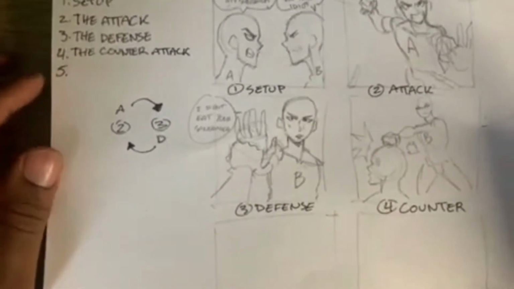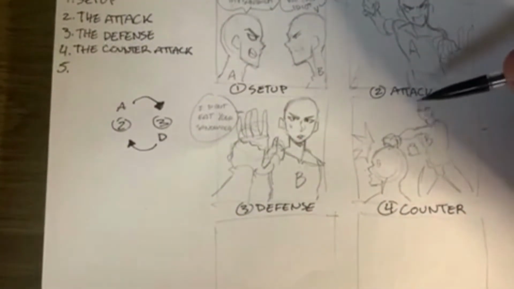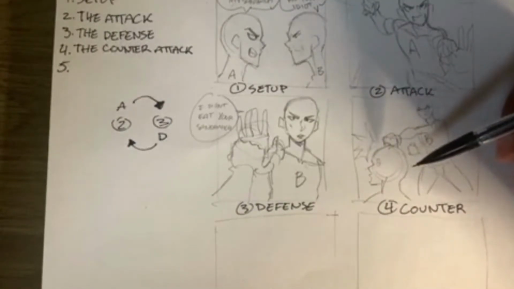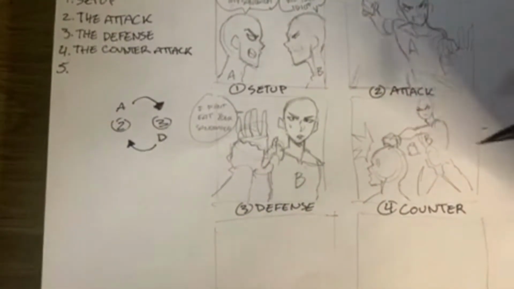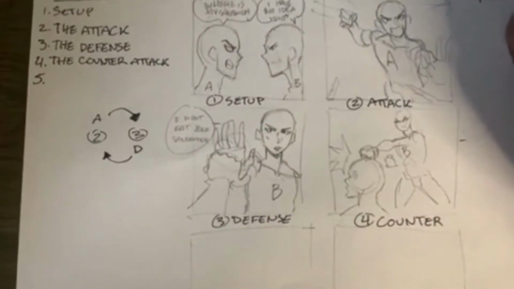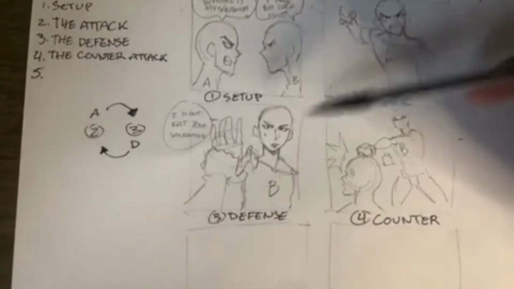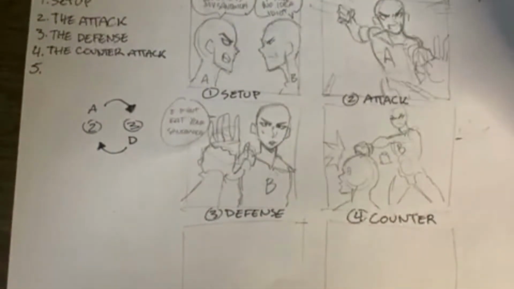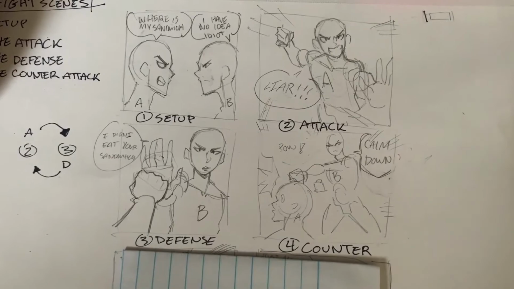Okay, so after the counter attack, character B's not having it. He counters, he counters character A's attack, right? And so now in the fight scene is where you decide whether or not to end the fight here with the counter attack, or you move on and go back into the cycle of attack, defend, counter attack, defend, counter attack, defend, counter. So I guess I should have included counter in that cycle, but this is basically what I've observed. All right, cool.